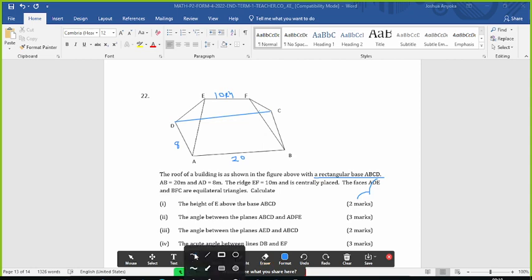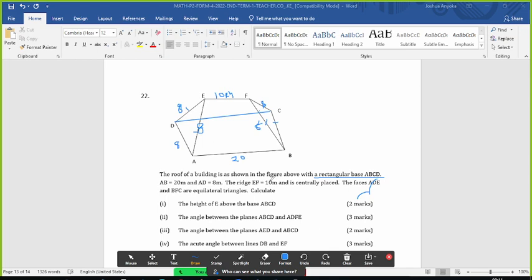So the faces ADE and BCF are equilateral triangles. So all sides are equal. So simply this one is 8 meters, this one is 8 meters, and this one is 8 meters. These are equilateral triangles. So with this information now we focus on answering the question.